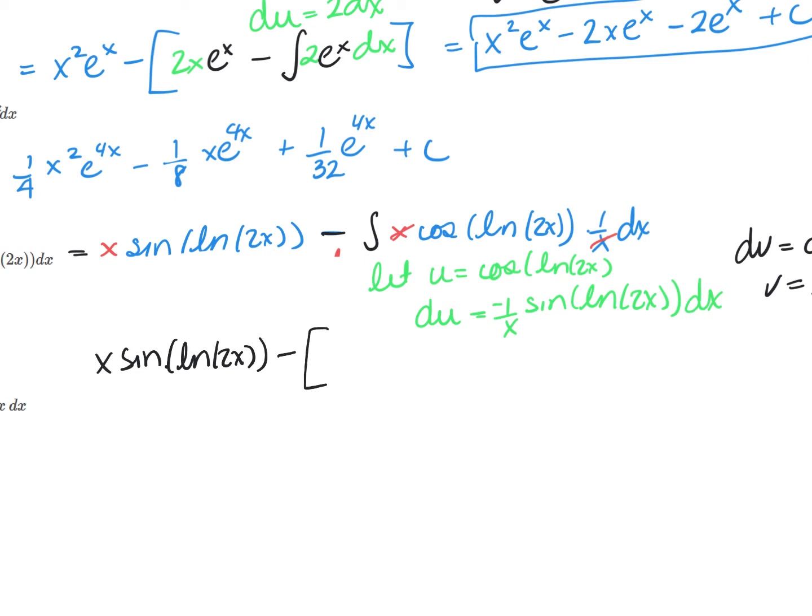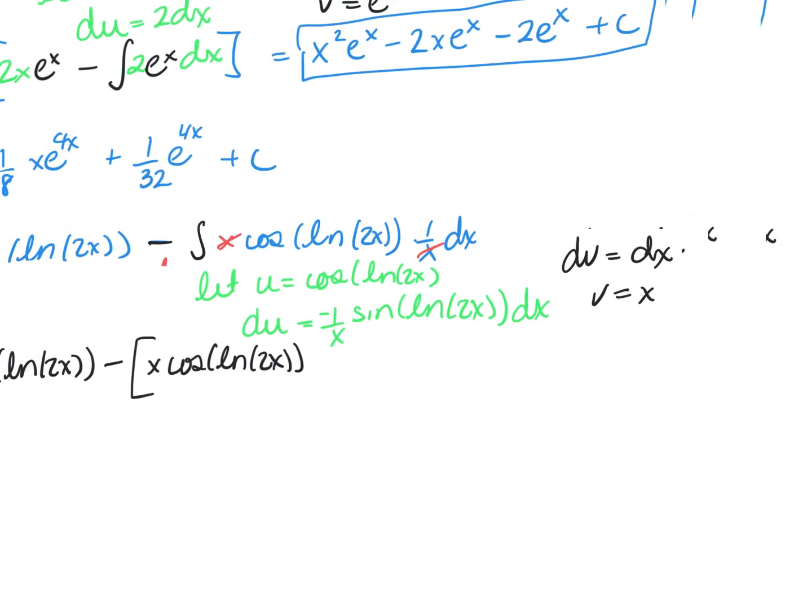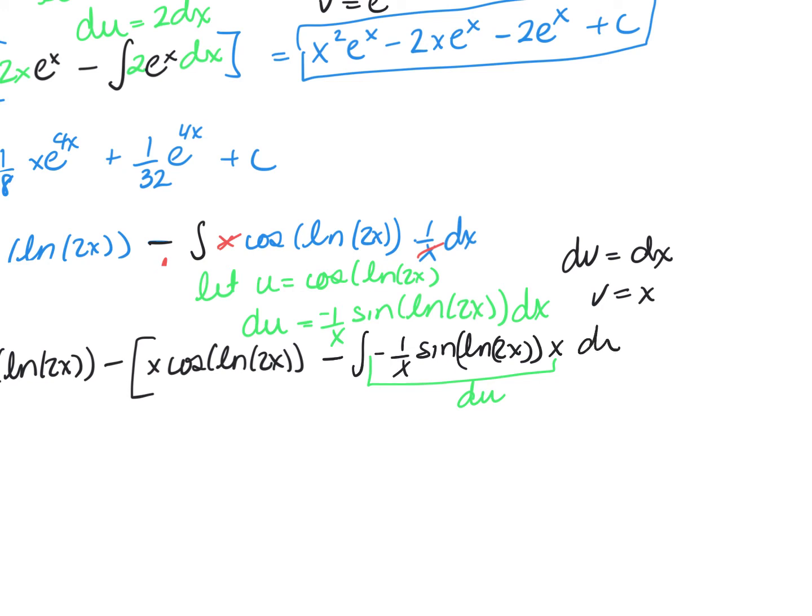Inside of here, I'm going to have the x, the cosine of the natural log of 2x, minus the integration of the negative 1/x, the sine of the natural log of 2x. This is my green du. And then multiplied by x dx. That's also part of the du. Now, once again, you can see these x's cancel.